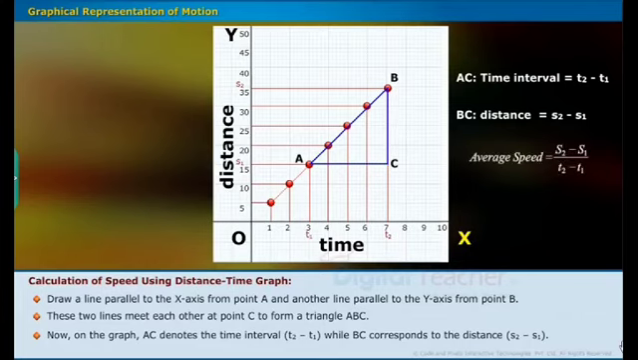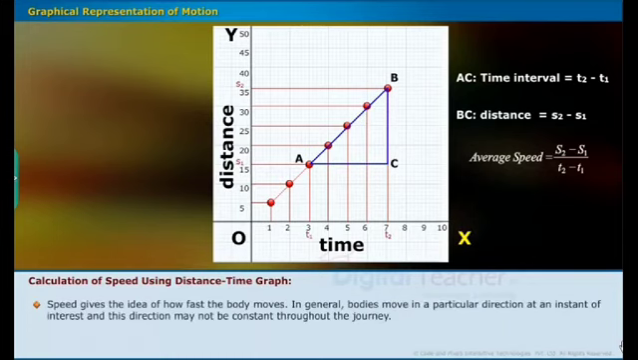Then, the average speed of the car is (S2 minus S1) divided by (T2 minus T1). Speed gives the idea of how fast the body moves. In general, bodies move in a particular direction at an instant of interest, and this direction may not be constant throughout the journey.